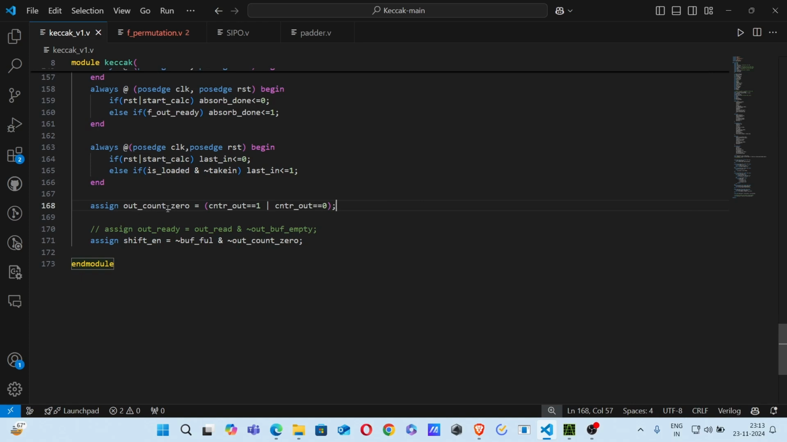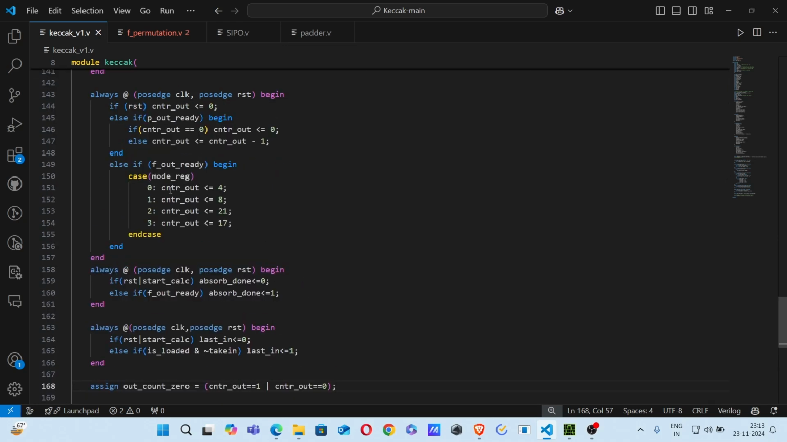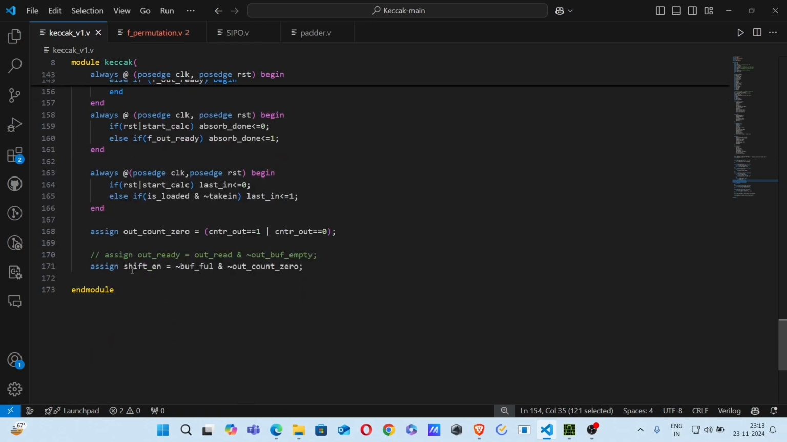Then there is this out count 0, which is essentially again counterintuitive a bit because it is 1 whenever counter is 1 or 0. This is the output counter, the counter associated with the piezo. And finally, there is a shift enable signal. This shift enable signal is for the piezo. You can only shift out data from the piezo into the FIFO if the FIFO is not full and the out count 0 is also 0.